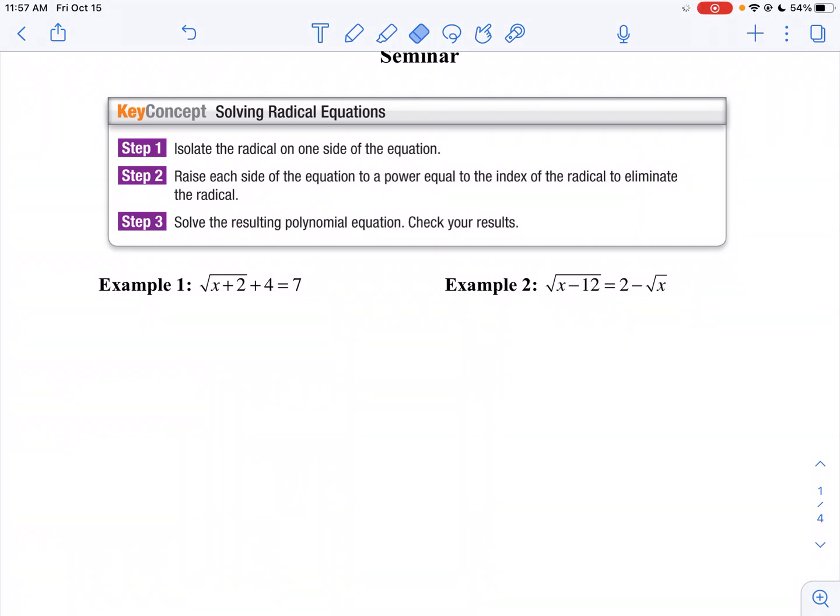Hello, in this lesson I want you to solve equations and inequalities containing radicals. The vocabulary you're coming across is a radical equation, extraneous solution, and a radical inequality.